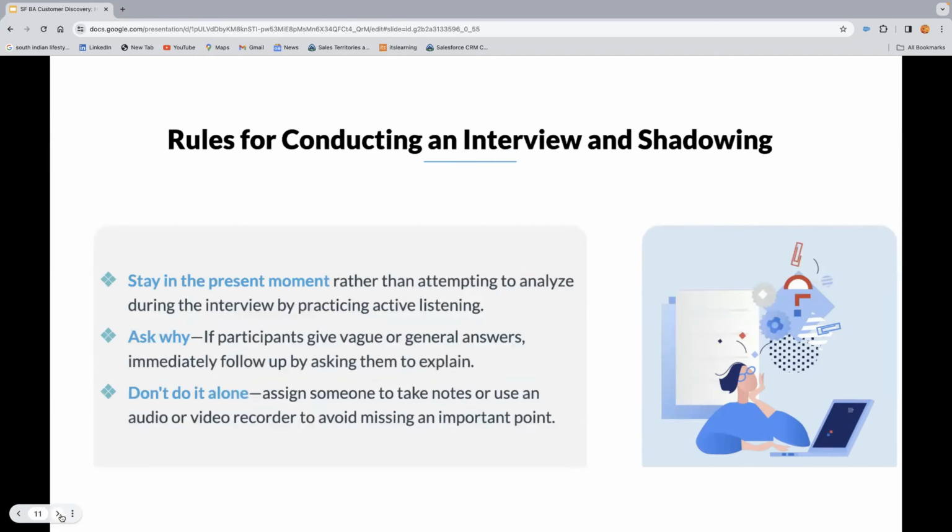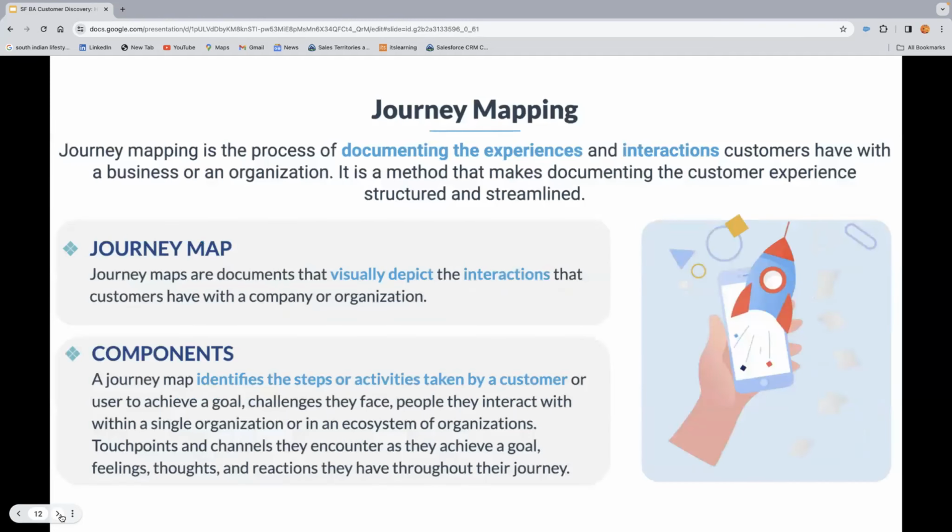Rules for conducting an interview and shadowing. Stay in the present moment rather than attempting to analyze during the interview by practicing active listening. Ask why. If participants give vague or general answers, immediately follow up by asking them to explain. Don't do it alone. Assign someone to take notes or use an audio or video recorder to avoid missing an important point.